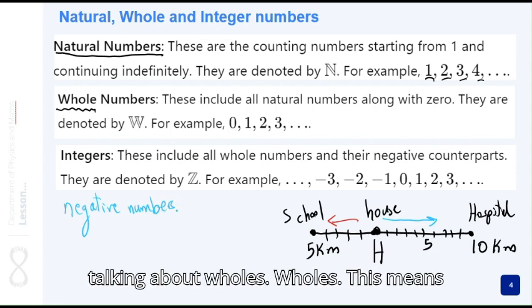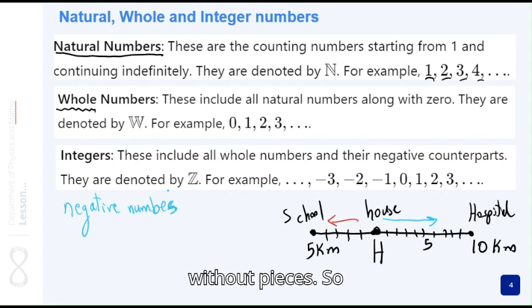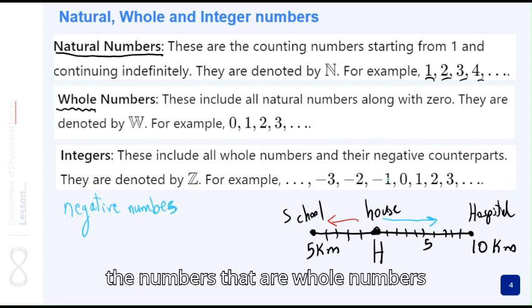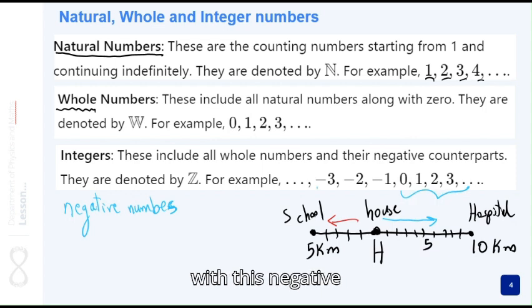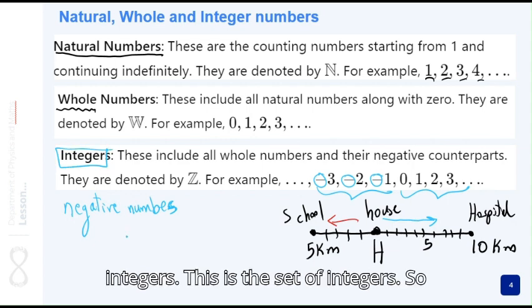Now we are still talking about wholes. Wholes means without pieces. So, the whole numbers with this negative sign are called the integers. This is the set of integers.